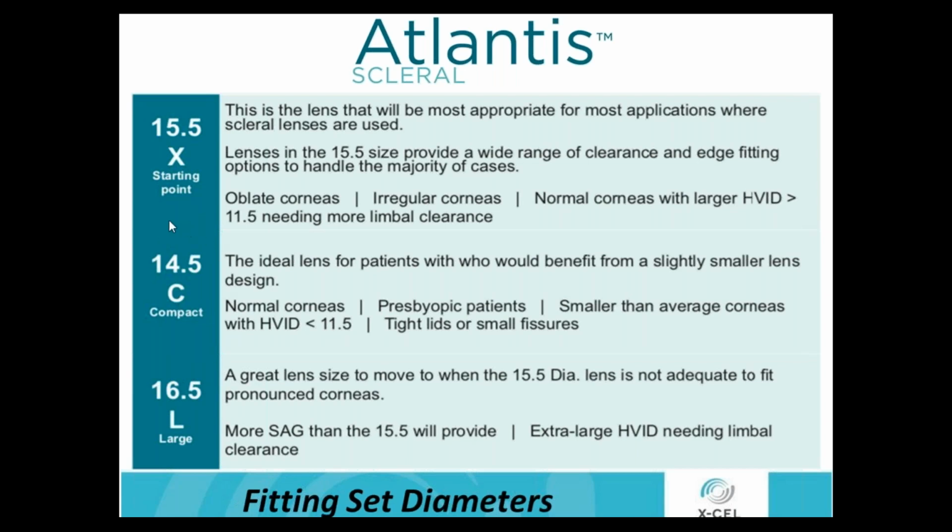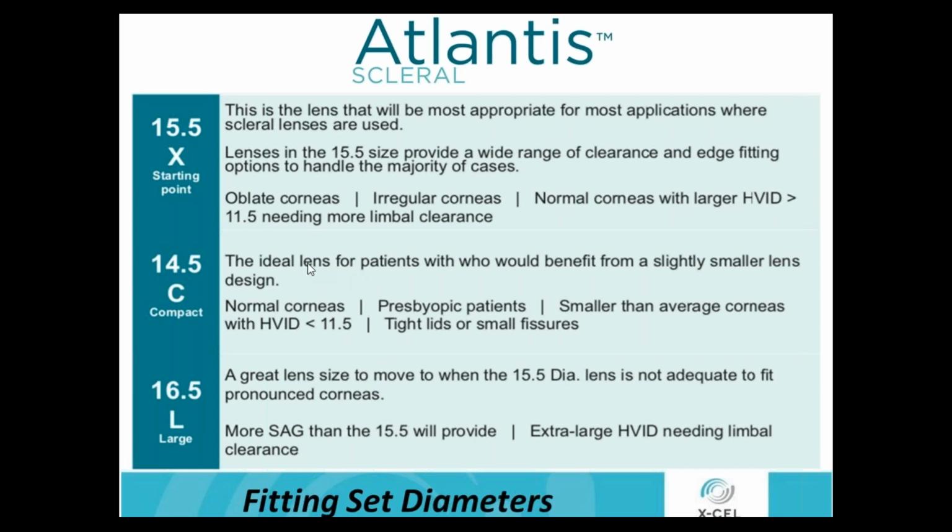In the set, we also have a smaller diameter. So we give you the 3 diameter options, and this is mostly used for those normal corneas we talked about. It could be a normal cornea, a smaller HVID. We do this a lot of times on presbyopic patients, if they have small fissures, Asian populations. So the 14.5 is a nice option for those patients, but we still do put these on irregular corneas. We can still vault a lot of corneas with a 14.5 diameter. So in the set, you have all of these options. It gives you enough options to fit any cornea you're really seeing.